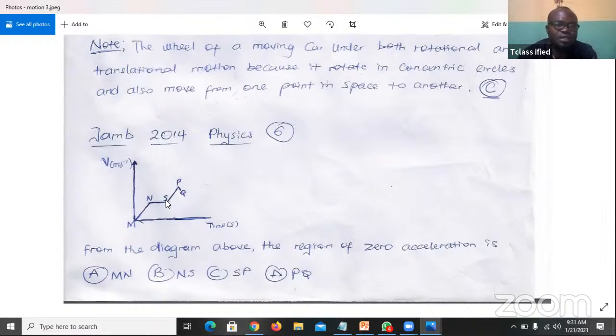Okay, so here again, you can see the velocity is changing over this time. We have movement from S to P, there is still change. And at point P to Q, we talk about deceleration because velocity is changing, but this time around, instead of increasing, it is decreasing. So we'll talk about deceleration. So the point of zero acceleration is actually at the point between N and S. And that makes option B the right answer. Okay.